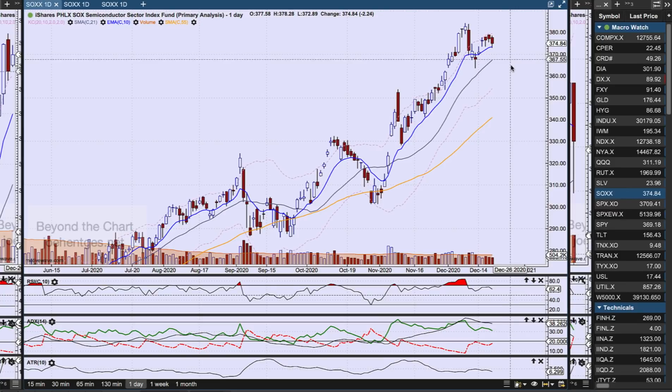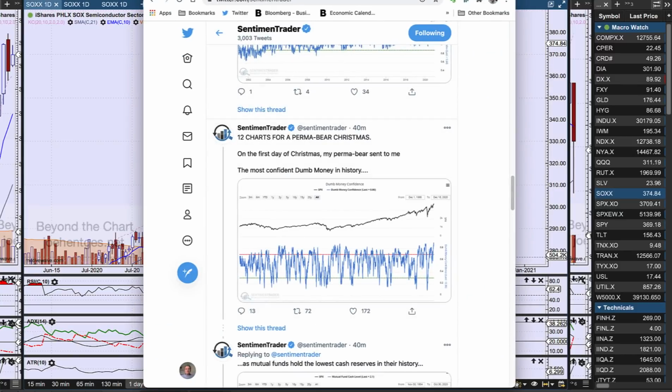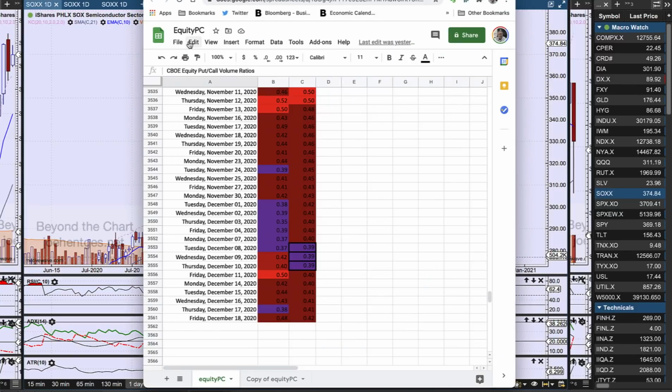Now, back to sentiment and what's happening where we talk about stampeding the herd. Let's take a look at my put-to-call ratios that I keep track of. I'm going to go back to this and pull it up right here. Okay, so here's my equity put-to-call ratios, and this is the daily reading. This comes from the Chicago Board Options Exchange.